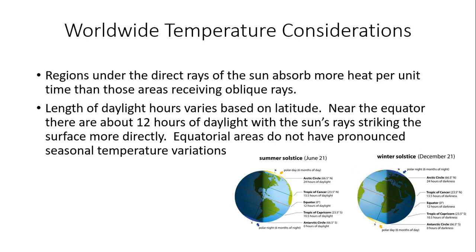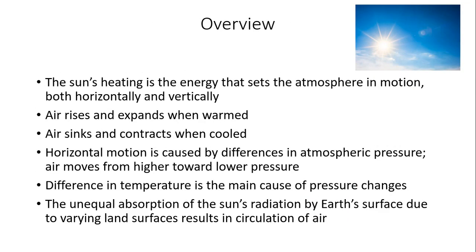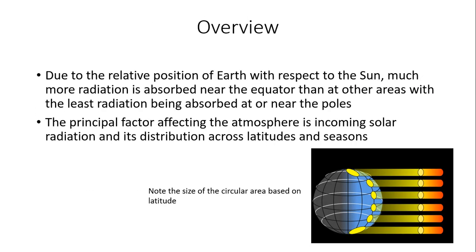Now, for the worldwide temperature considerations, we have to take into account other things when we talk about how temperature is distributed across the world. Regions under the most direct rays of the sun are going to absorb more heat per unit time than those areas receiving the oblique rays. And that kind of gets back to what I was showing in this slide, right here in the bottom right, and how you see the more direct, smaller circular area, heating per unit area over the tropical locations close to the equator as compared to the polar areas.